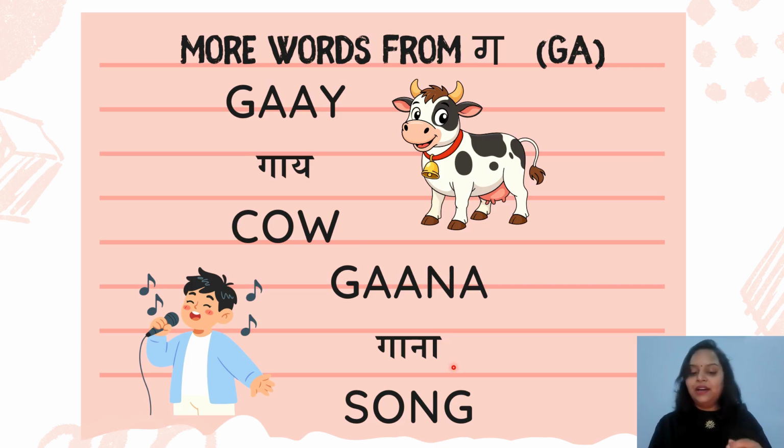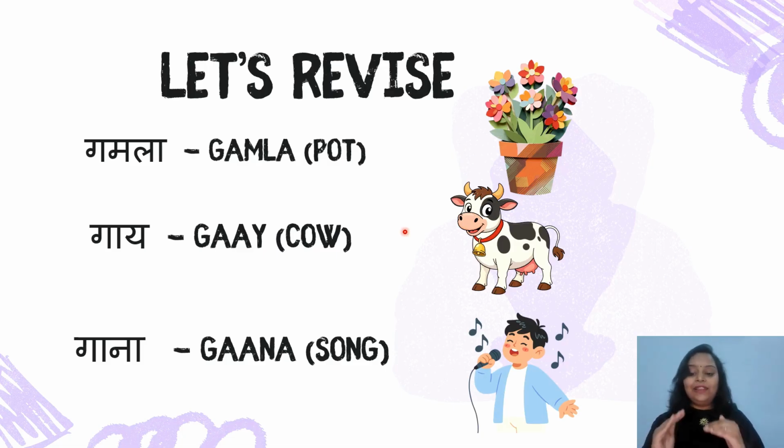And Gana. Gana is called song in English. So, repeat after me. The two words starting from G are gay and Gana. So, let's revise all the three words that we learned from G today. The first one is Gamla. Gamla. That is called pot in English. The second is Gay. Gay is called cow in English. And the third one is Gana. Gana is called song in English.